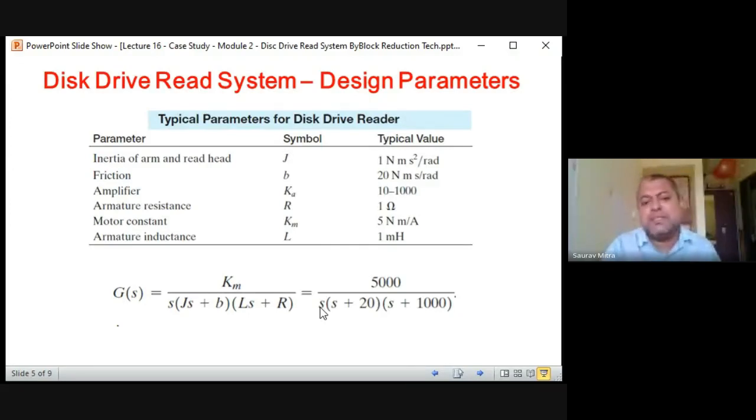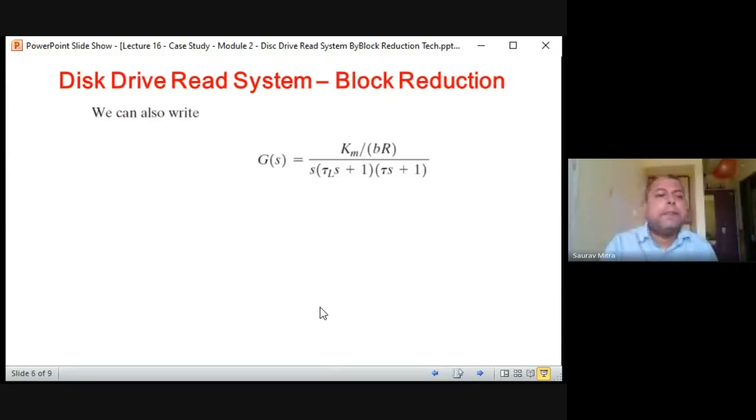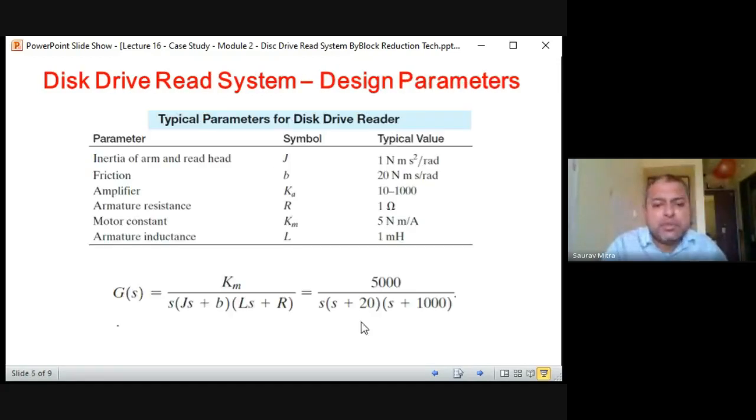We will see what type is and what its effect is in the system. Now we can also write G(s) equal to Km. Here R and B we are taking outside because we want to represent it in a tau form. Tau is nothing but the time constant. We have seen the time constant in experiment number 3. For an LR system the time constant is given by L by R. In an RC system the time constant is given by RC.